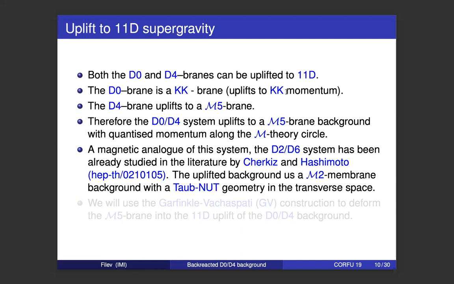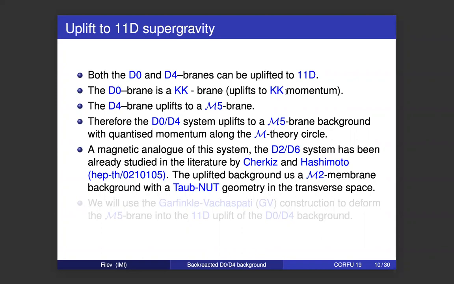So they uplifted the D2 to the M2 membrane. The D2 becomes the M2 membrane. And the D6 brane is, by the way, magnetically dual to the D0 brane. And these, the D2 and D6 branes, are KK branes. So when you lift them to 11 dimensions, they do not correspond to membranes. They correspond to some geometry with angular momentum. In this case, it is Taub-NUT geometry.